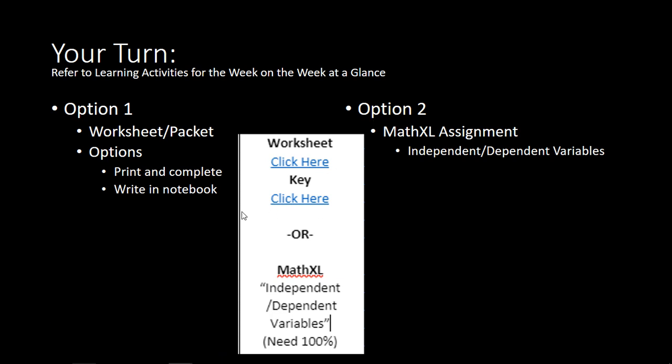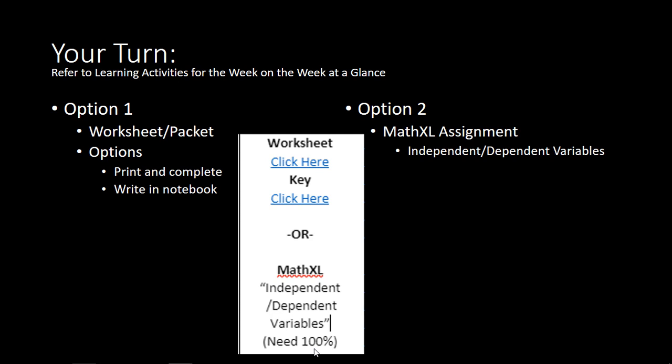Okay, so this is option 1. You can either print it out and complete it, or write it in your notebook. Remember, for that evidence, go ahead and take pictures or scan it in. And then you're going to want to attach it in Teams. Ms. Burns' class, please do not email me your evidence. I have a lot of emails and I'm scared I'm going to lose it or miss it.